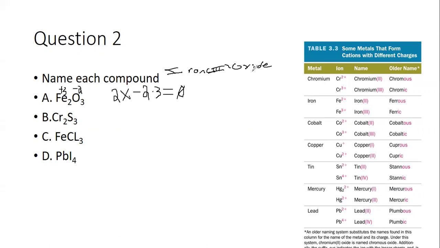So see if you can follow that logic and name B, C, and D. I will say for C that should not be a capital L. That's a lowercase l. It's a lowercase l right there. But yeah, try B, C, and D. If you have questions, please let me know.